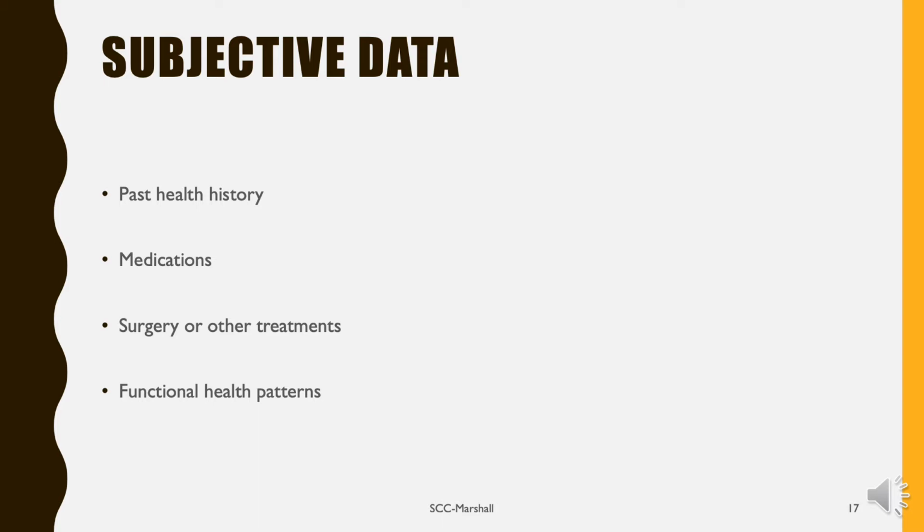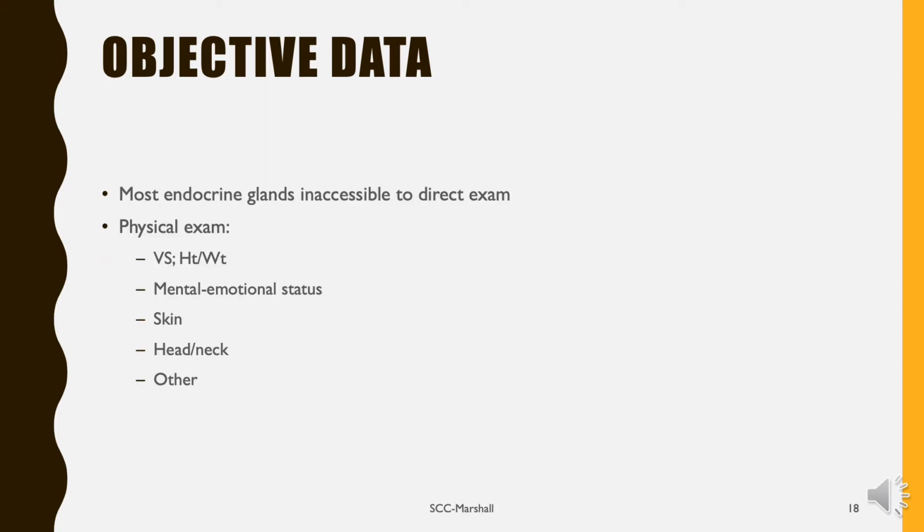Now, as far as functional health patterns, there are some key questions. In your Lewis textbook, there's a table that you can refer to for that. As far as objective data, remember that with the exception of the thyroid gland and the testes, most endocrine glands are inaccessible to direct exam. So we have to rely on other physical exam findings as well as lab tests to give us the information we need when assessing the endocrine system.